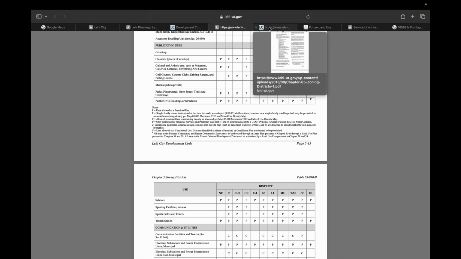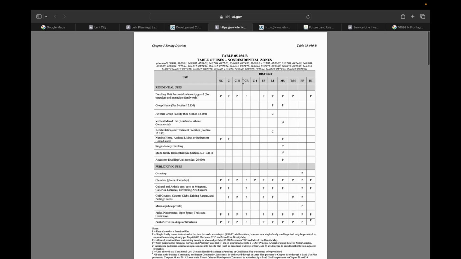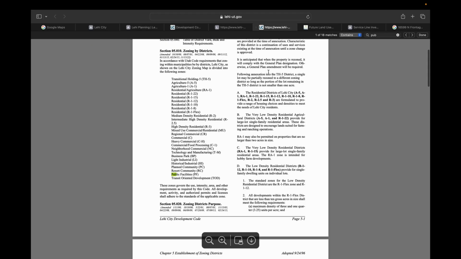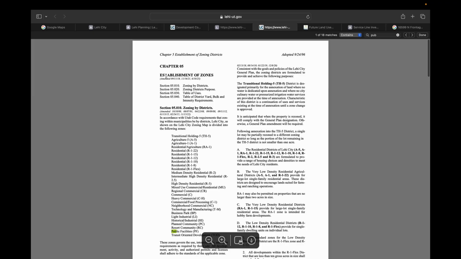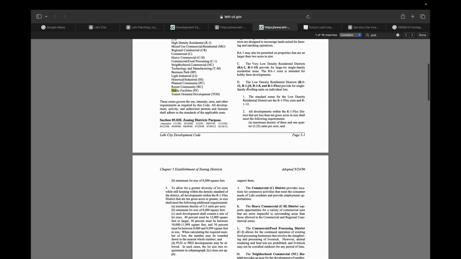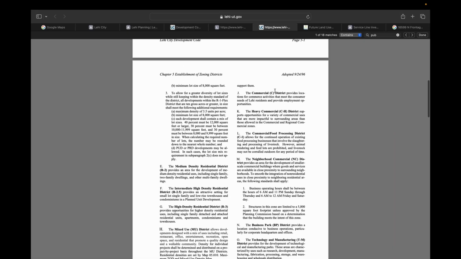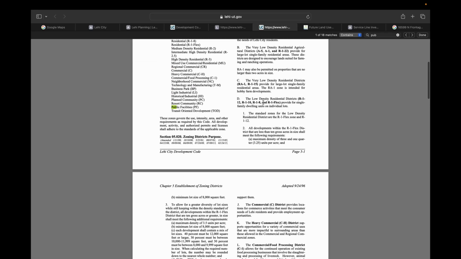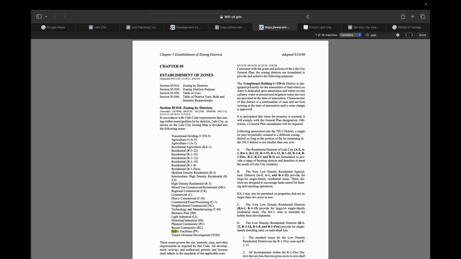Then we're going to go over here. Since I don't see up here at the top any TH-5, I'm going to go up here and check the establishment of zones. So this is the definition of each one of them, right? So down here you have commercial. It just gives you a little description of what it is, but doesn't tell you what you can actually build on it. As for the TH-5, that's going to be this right here. That's going to be transitional holding.